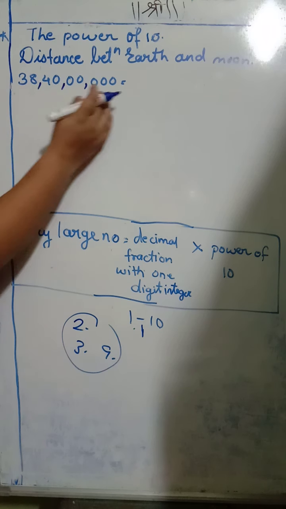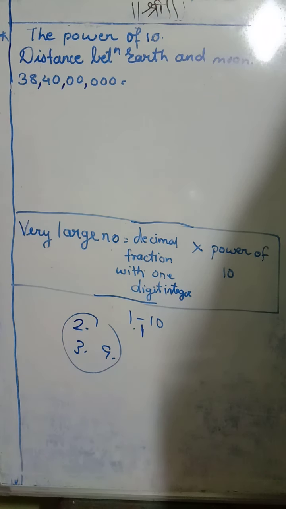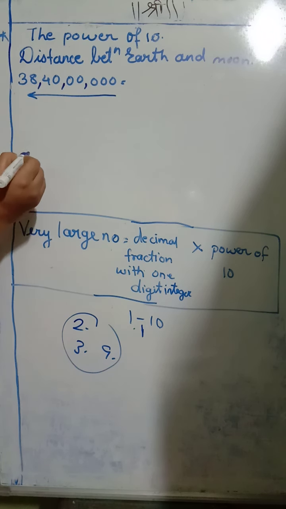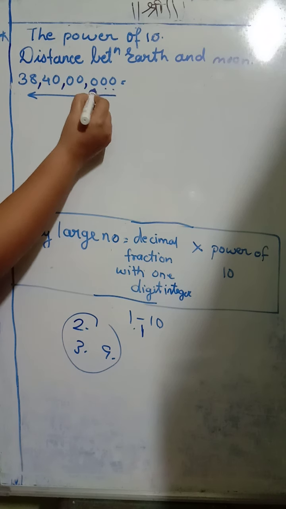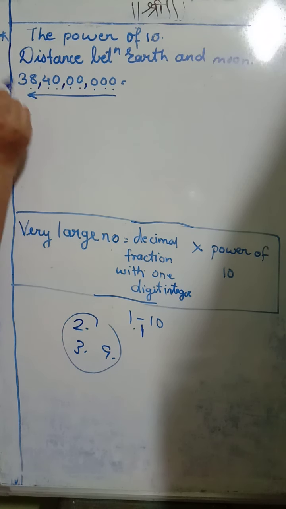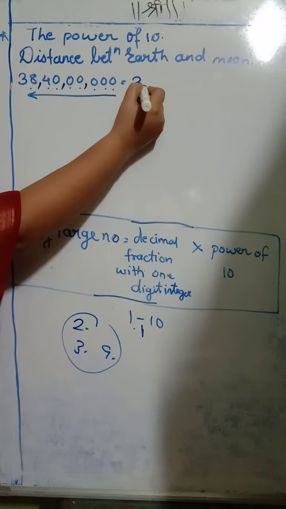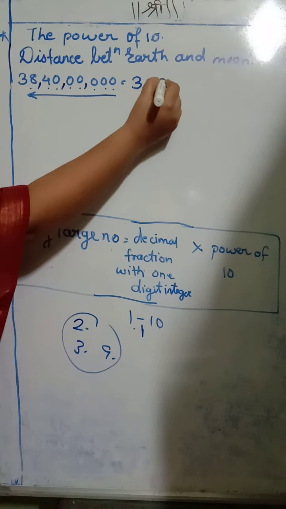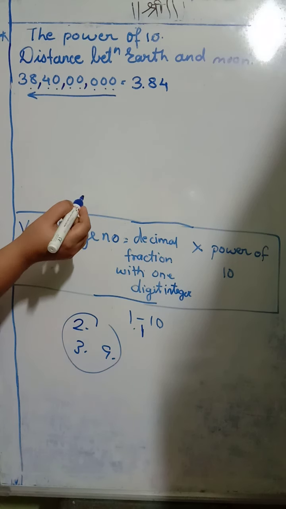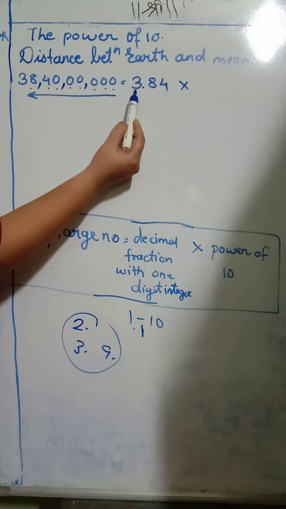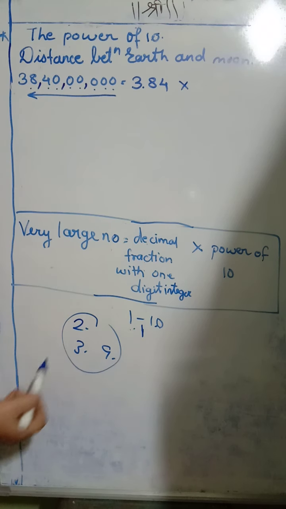Now we have a big number, so we want to convert it to a decimal fraction with one digit integer. So go towards the left hand side and count the digits till one digit remains at the last. Count it: 1, 2, 3, 4, 5, 6, 7, 8. Is one digit remaining? Now write that digit, give a point and the remaining numbers except 0. Did I get a decimal fraction with one digit, and is that one digit between 1 and 10?